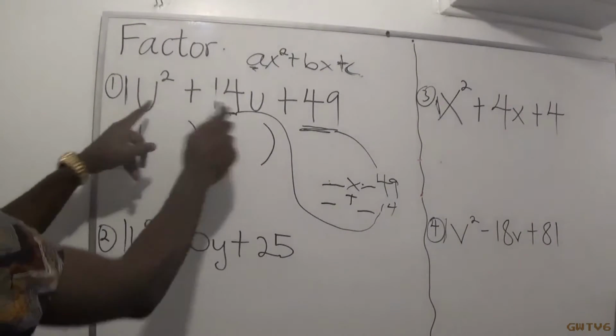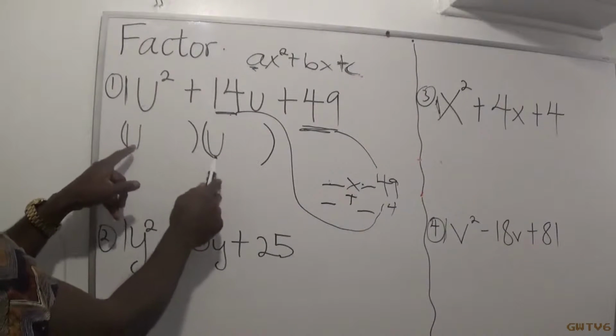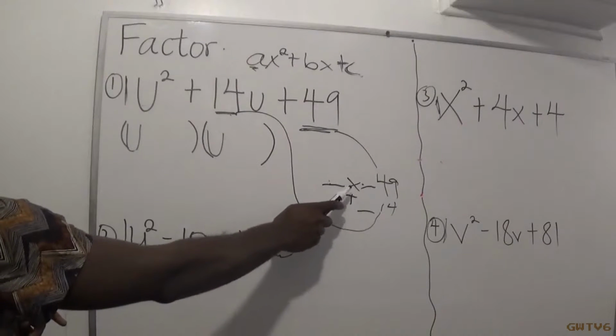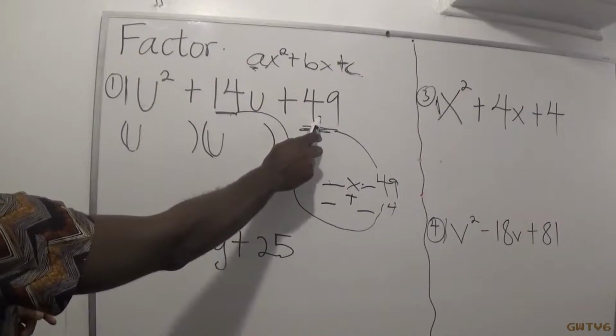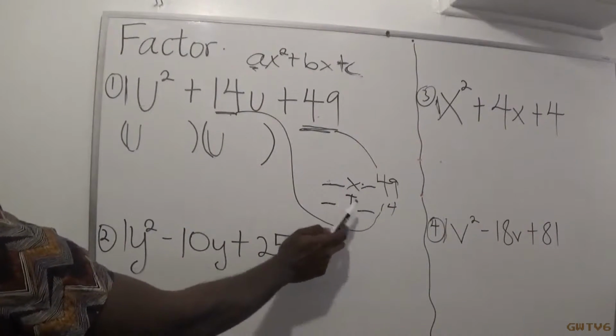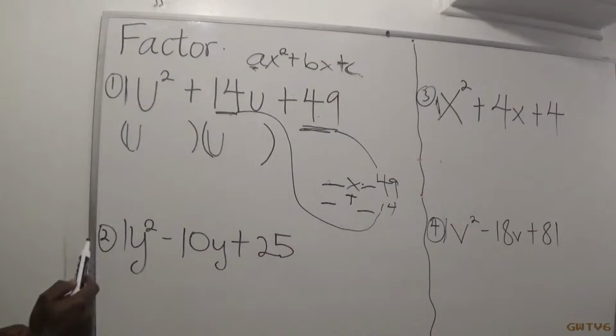So again, you put your two parentheses. The variable you're dealing with in this case is a u, so we put a u for both right here. Then you look for two numbers that when you multiply, you get the number at the end, which is 49, and when you add those same two numbers, you get the middle number, which is 14. But let me tell you something.